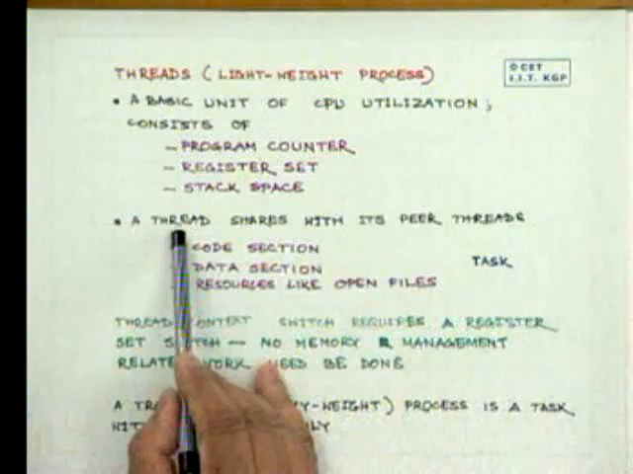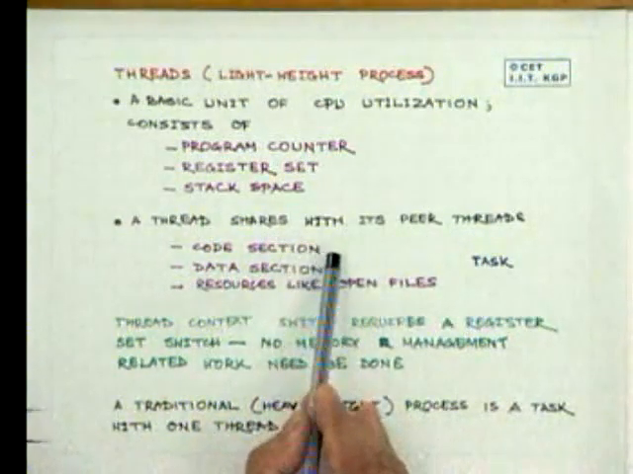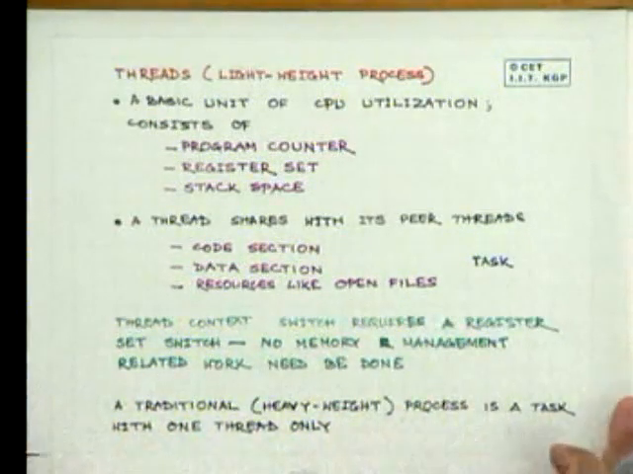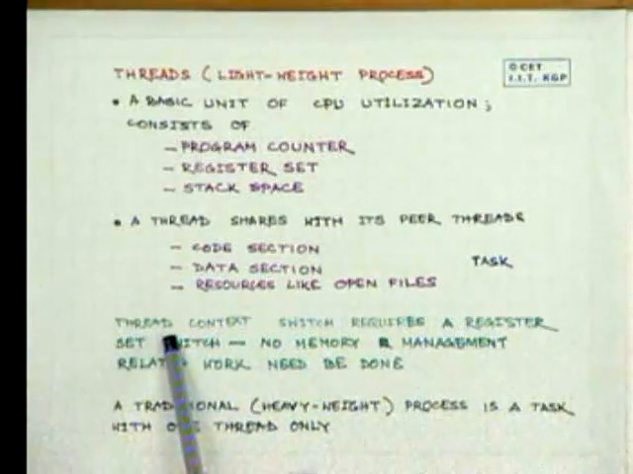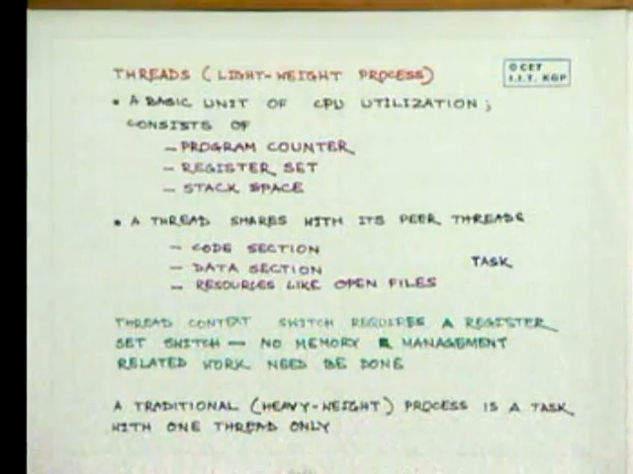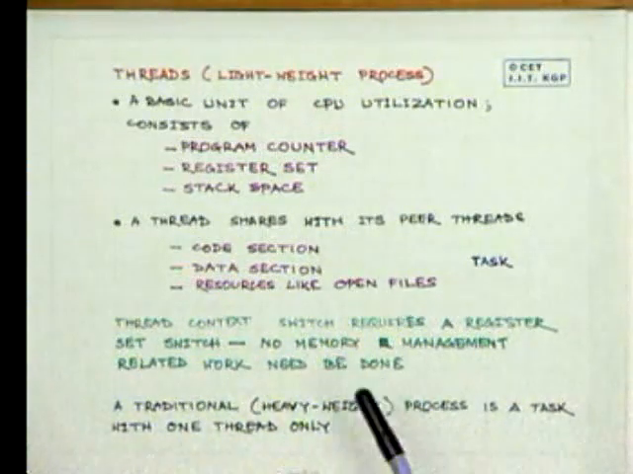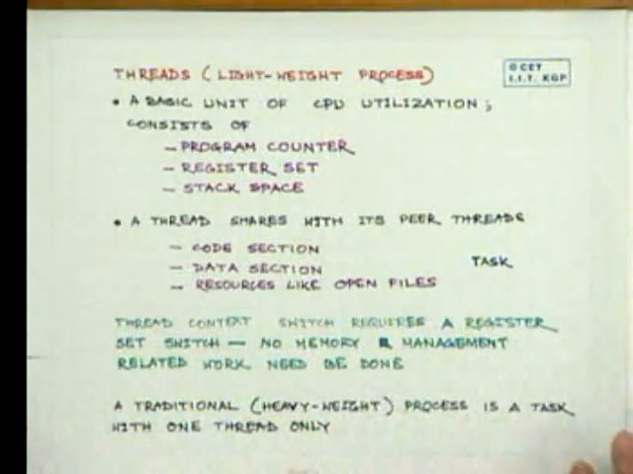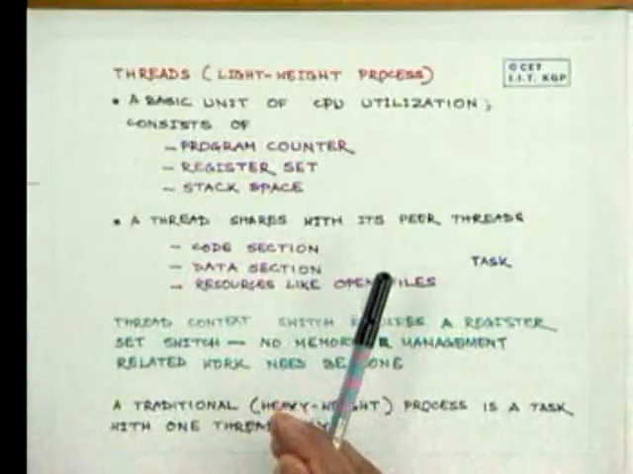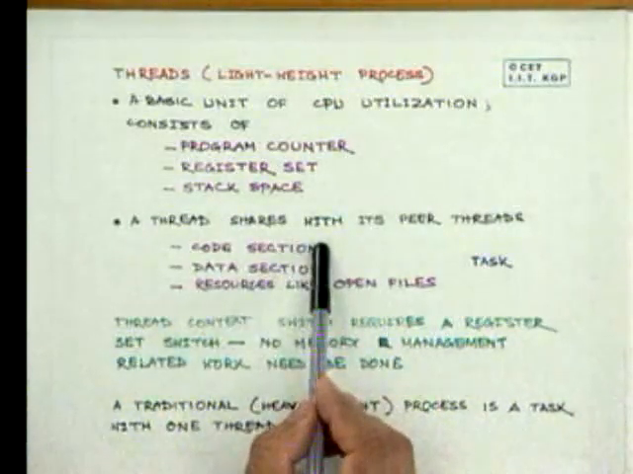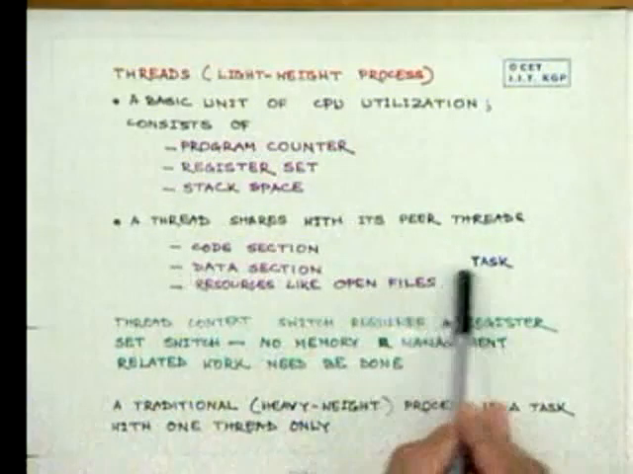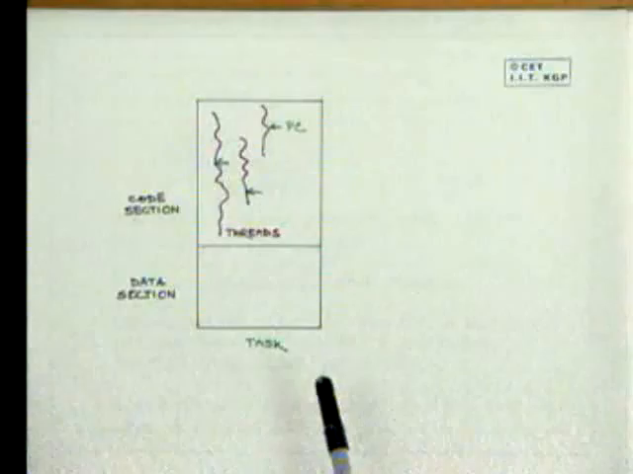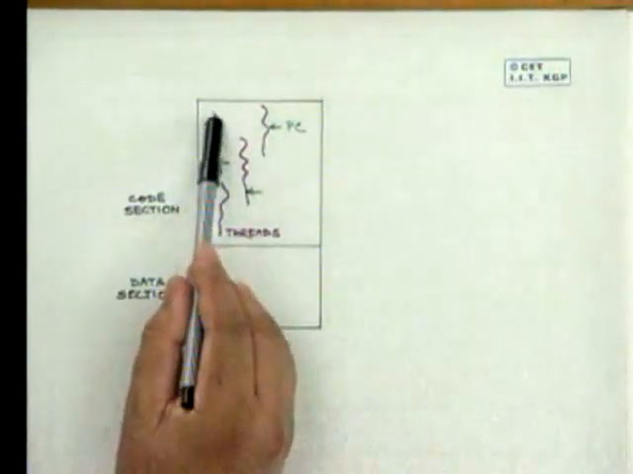The thread shares with its peer threads its code section, its data section, and resources like open files. The thread context switch therefore requires only a register set switch; no memory management related task is needed. Now the situation is somewhat like this. This entire thing, the code section, data section, and resources like open files, we generally call a task. So, say this is a task, and these are threads.